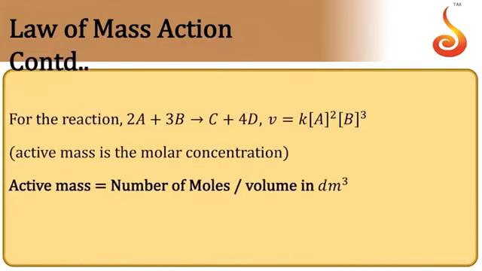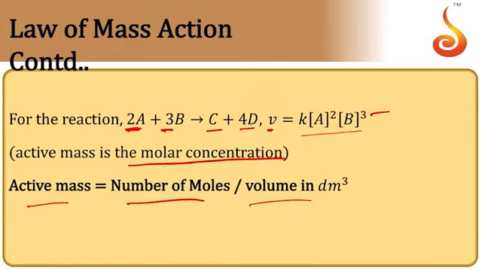Let us take up a reaction, say 2A plus 3B giving rise to C and 4D. Let us write the rate of reaction according to law of mass action. So rate is given by K into [A] squared into [B] to the power of 3. Here 2 is the coefficient of A and 3 is the coefficient of B. And active mass is a molar concentration only, meaning number of moles by volume in decimeter cube. This is regarding law of mass action.